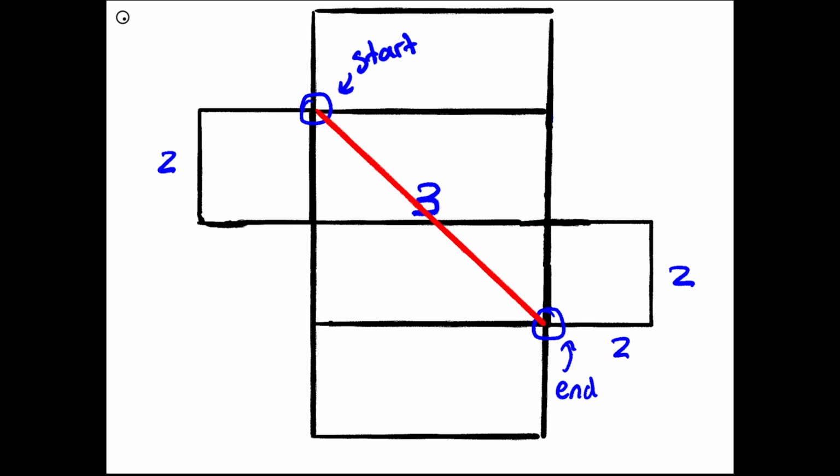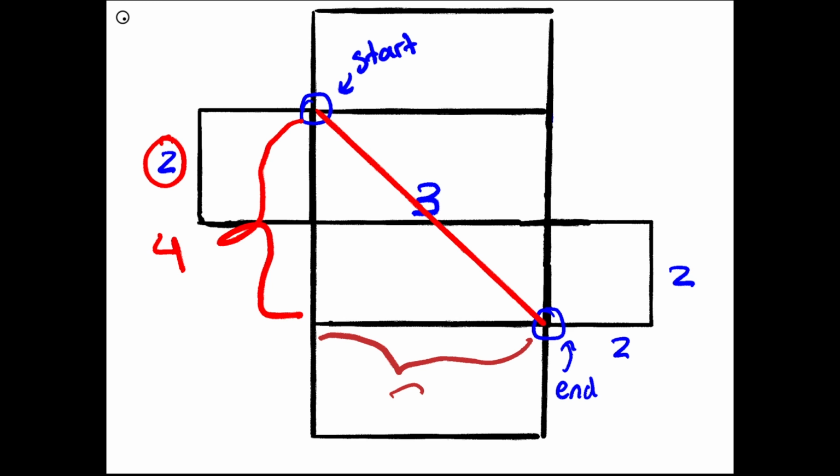And how can we find that, you ask? Well, we know that each of these side lengths is 2, thus this side length must be 4, and this side length is 3. So we have a 4x3 triangle, and we're trying to find this long diagonal length.